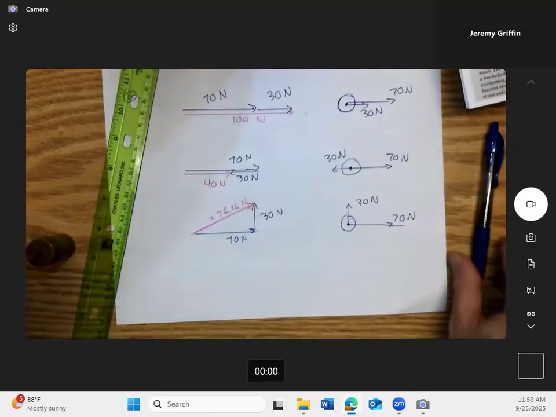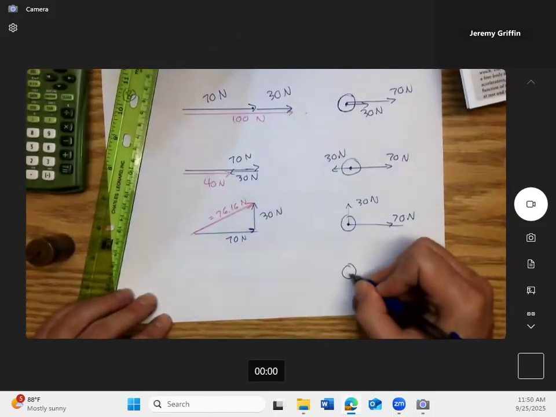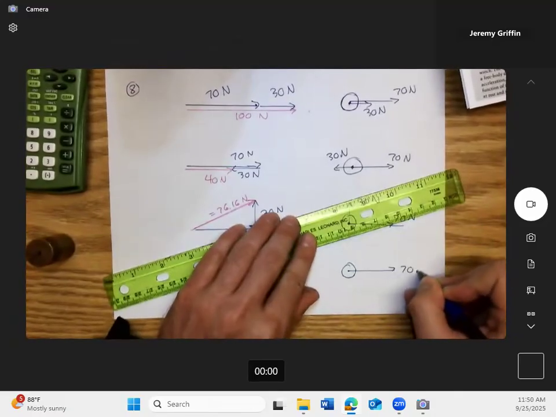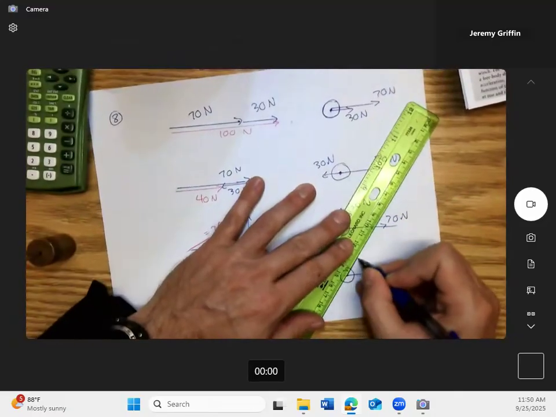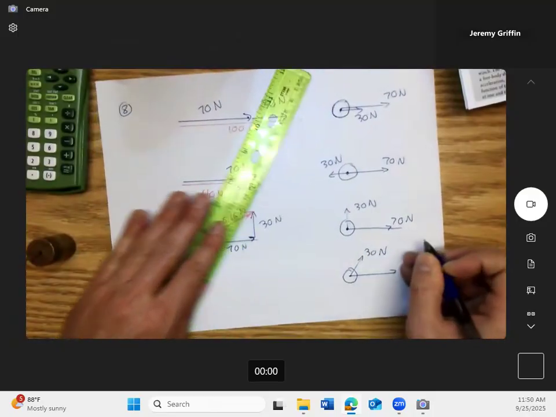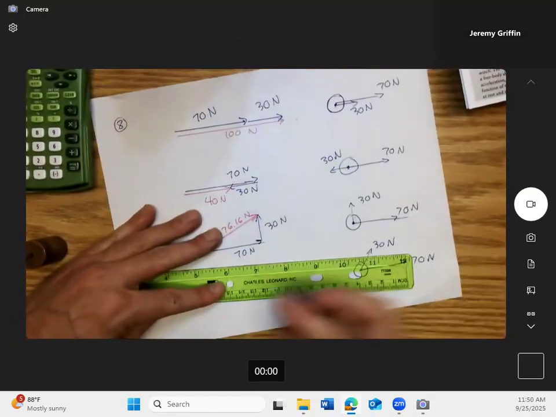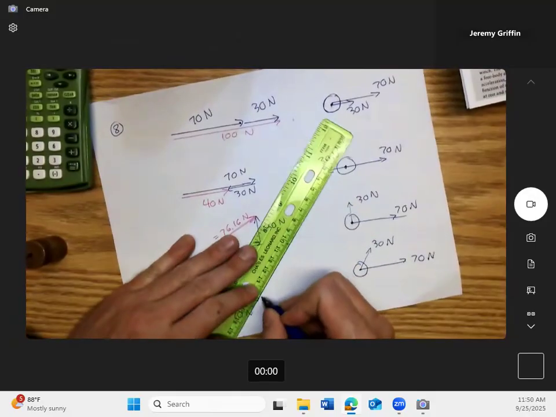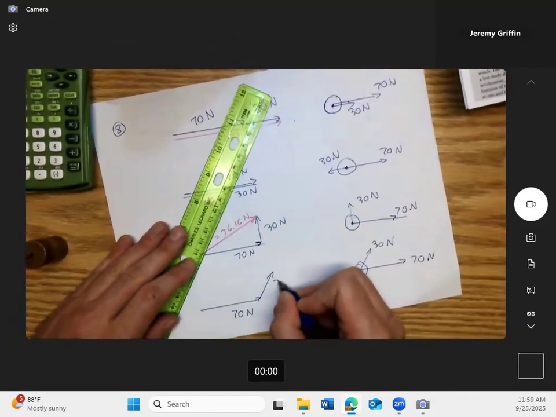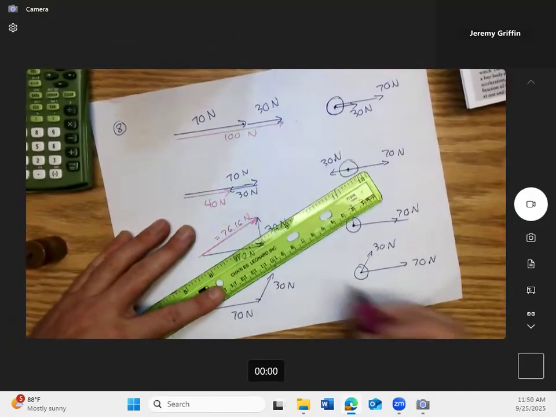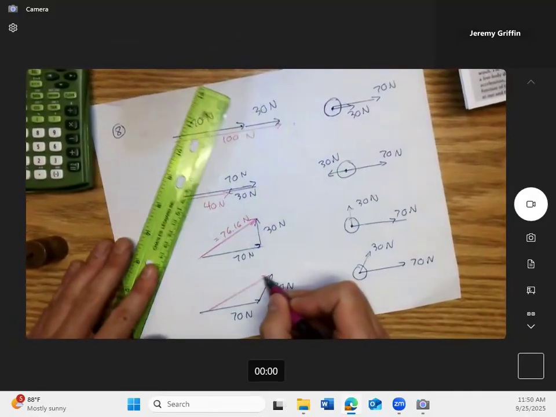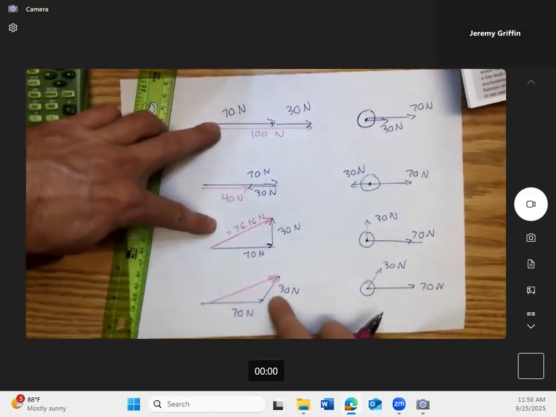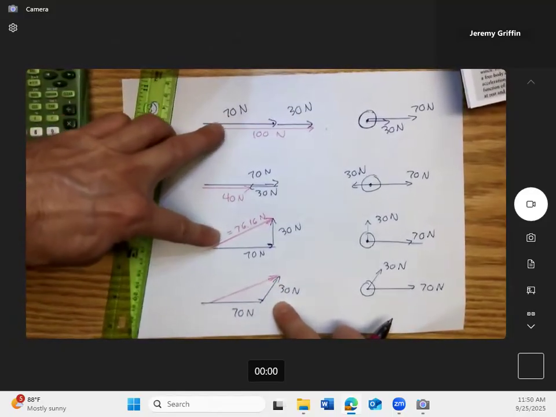Okay. Or you could really do any combination, right? Like, what if you have 70 newtons to the right and then 30 newtons off on some weird angle? I mean, that would also be possible, right? Okay. And then tip to tail, that could look like 70 newtons, and then maybe your 30 newtons is off this way, and the resultant is doing something kind of like this. Okay. Probably somewhere between 76 and 100.